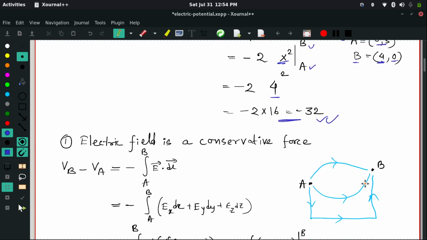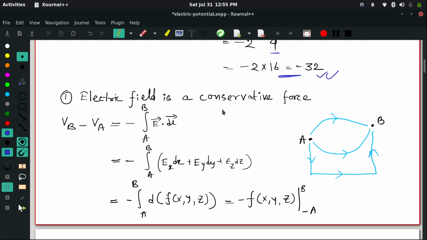I'd like to elaborate on a simple point here. Let's say that you have two charges sitting at point A and point B. And I am asking you to calculate the potential difference, let's say VBA, which is nothing but VB minus VA, between these two points.